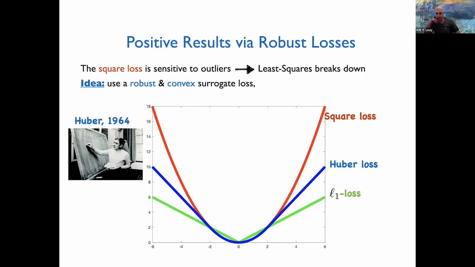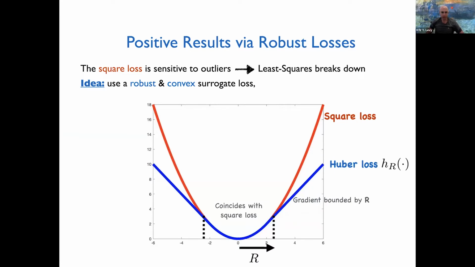But another option, which is very popular, is the Huber loss. Now, the Huber loss was suggested by the Swiss statistician Huber in his seminal paper from 1964. What's special about the Huber loss is that it has two very nice properties. The first property is that it coincides with the square loss in a region of radius R around 0. And in this region, the gradient is not exploding, and it's actually bounded by R.